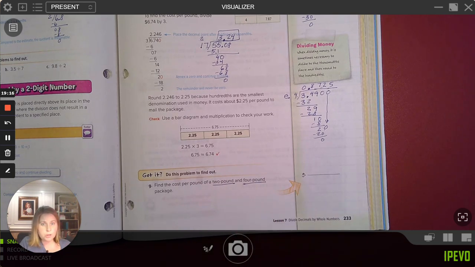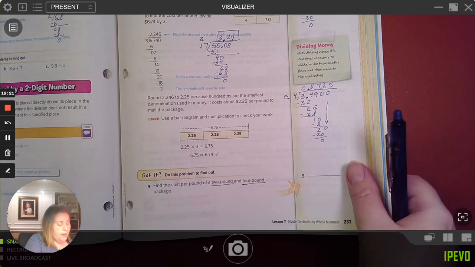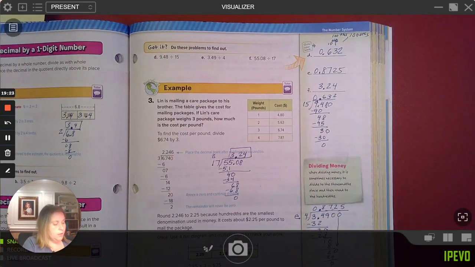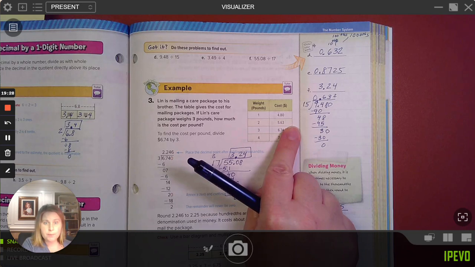So this is a 2-part problem. So we are going to mail a package. If the package weighed 2 pounds, the cost was $5.63.